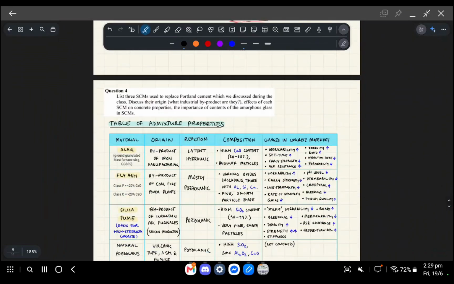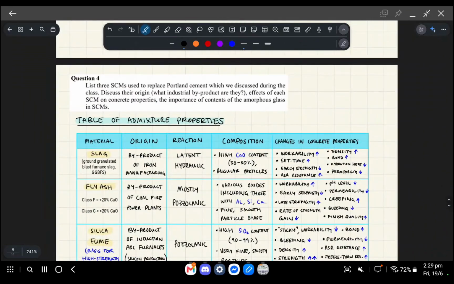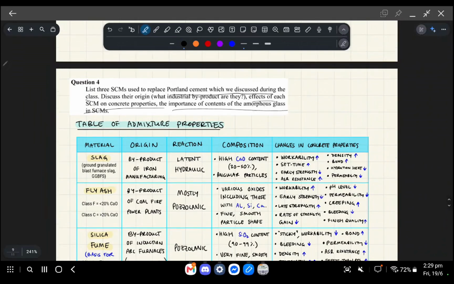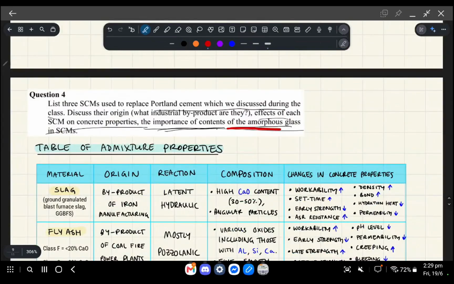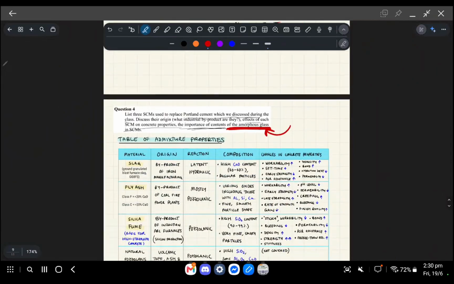All right. Question 4. List 3 SCMs used to replace Portland cement, which were discussed during the class. Discuss the origins, discuss the effects, and the importance of the contents of the amorphous glass in SCMs. Okay, to be honest, I didn't read this part of the question, so I didn't include anything to do with it, but I'll talk about that next week when I have something prepared.